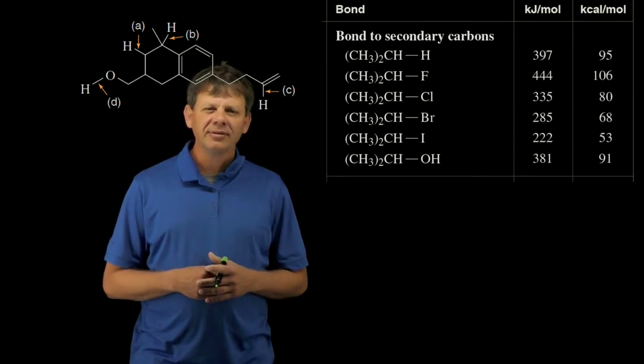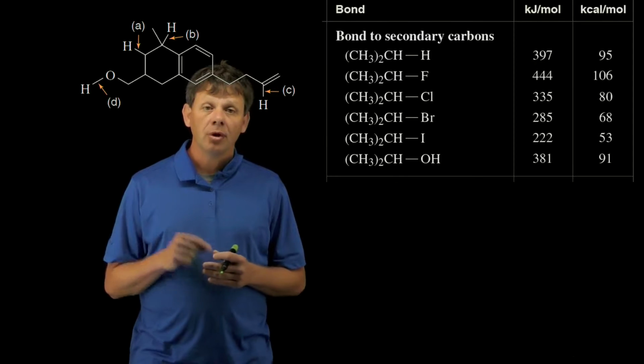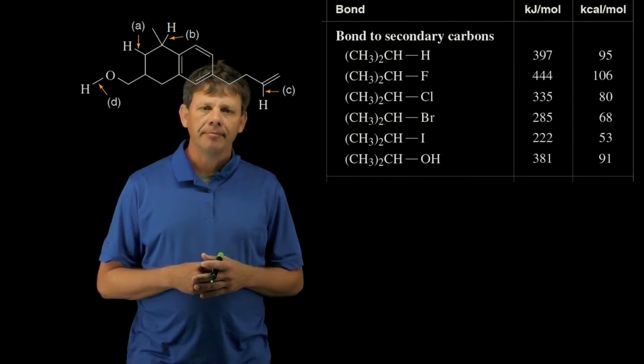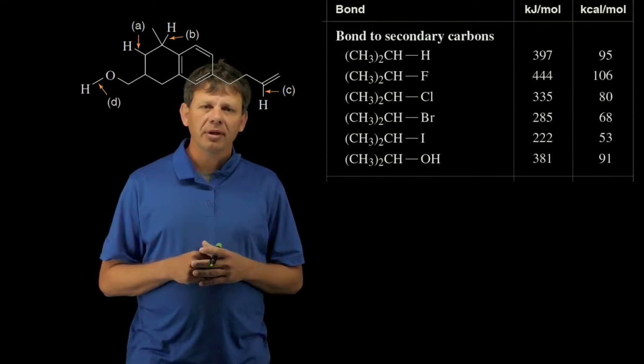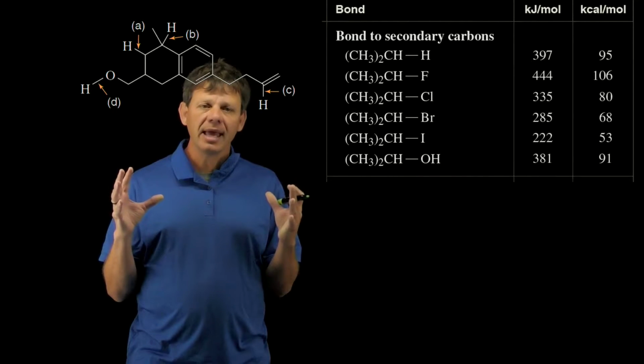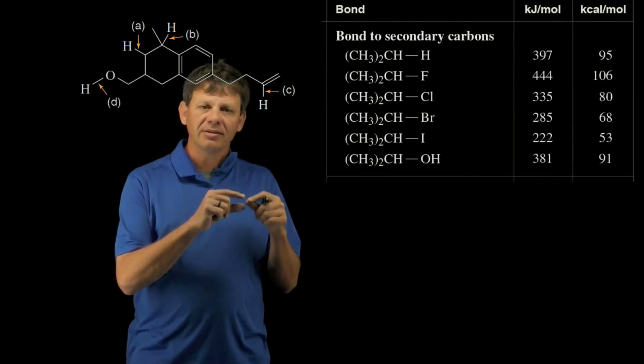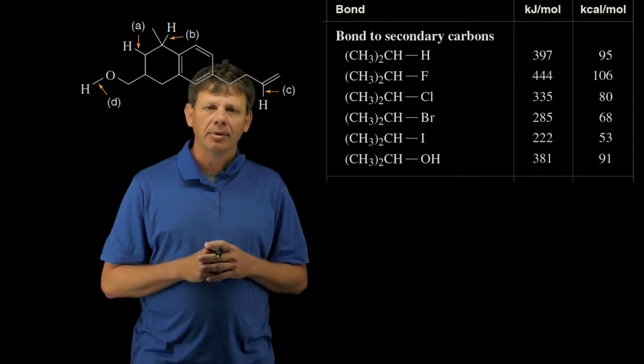In this assessment, we're asked to give an approximate bond dissociation energy for the indicated bonds. We're only going to work A. What this is really helping us understand is how we can use the bond dissociation energy table and apply it to different molecules that aren't exactly present in the table itself.